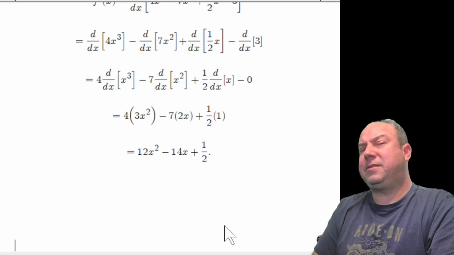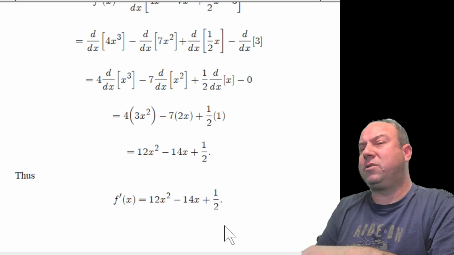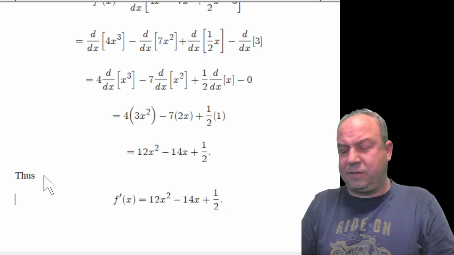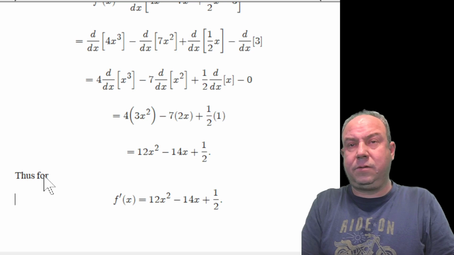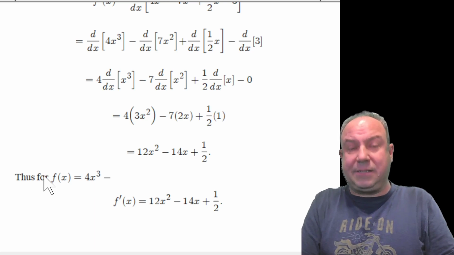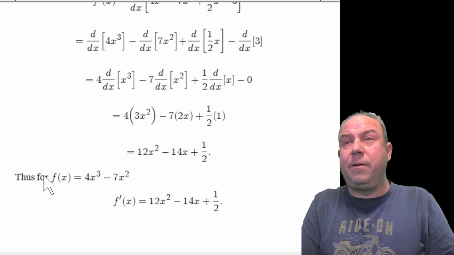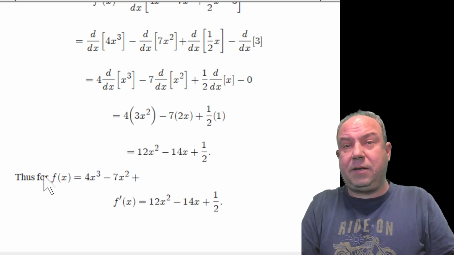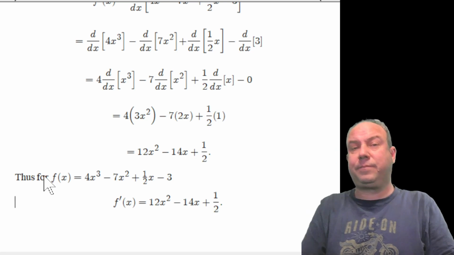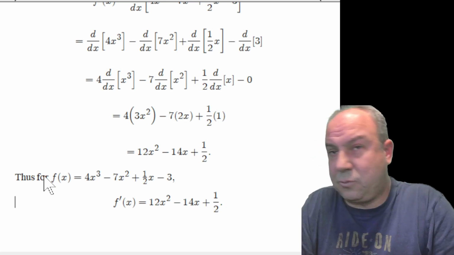Thus, f prime of x equals 12x squared minus 14x plus 1/2. And maybe we should highlight here, this is for f of x equal to 4x cubed minus 7x squared plus 1/2 x minus 3. F prime of x would be 12x squared minus 14x plus 1/2.